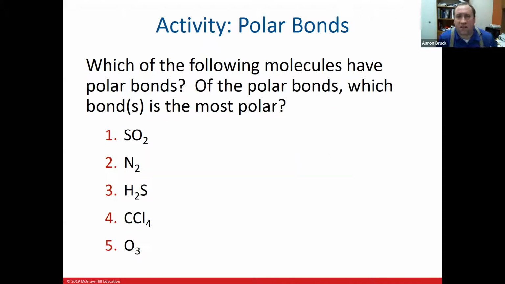So the question is this. I've got 5 molecules here. Which of these molecules have polar bonds? And of the polar bonds, which ones are the most polar?